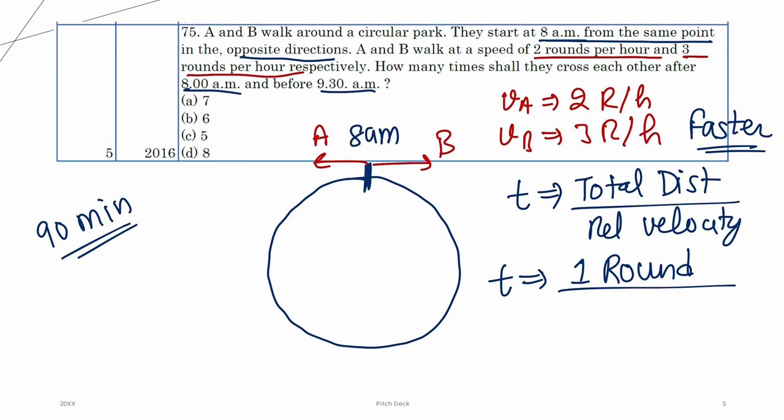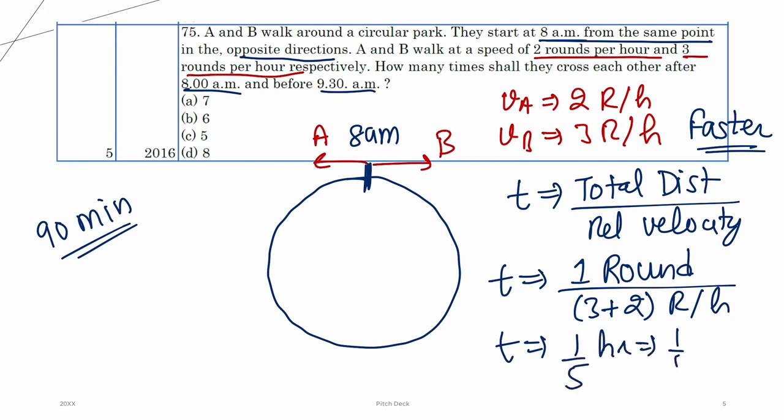Relative velocity: when they are going in the opposite direction, their speeds are added. So 3 plus 2, total 5 rounds per hour. So the time taken for them to meet for the first time is 1 by 5 hours, or 1 by 5 into 60, that is 12 minutes. I hope I am doing it right. 1 by 5 into 60 is 12 minutes, after 12 minutes they are going to meet for the first time, right? So they are going to meet for the first time in 12 minutes. First thing is clear.